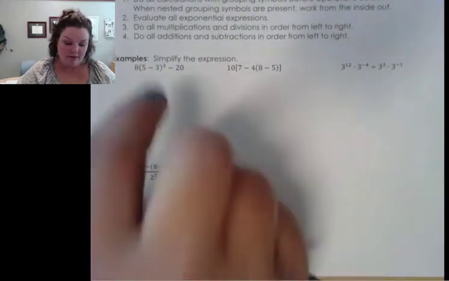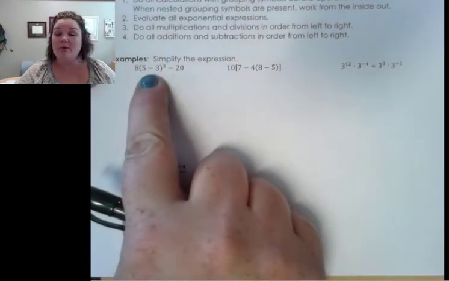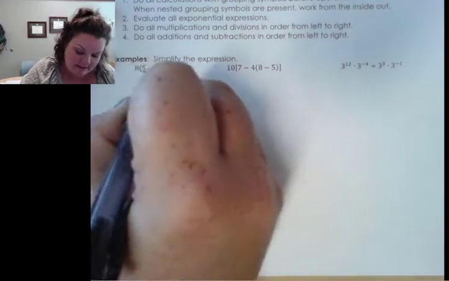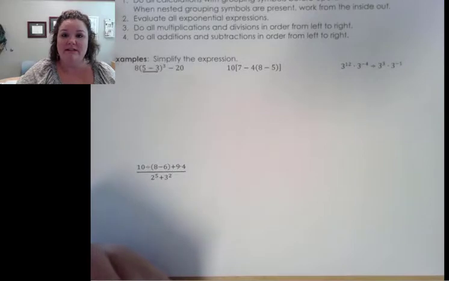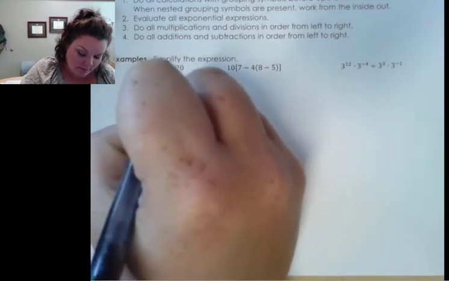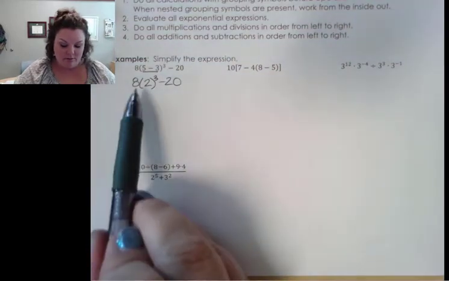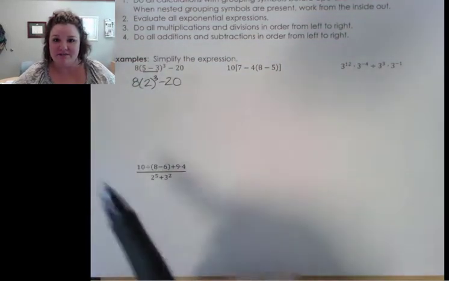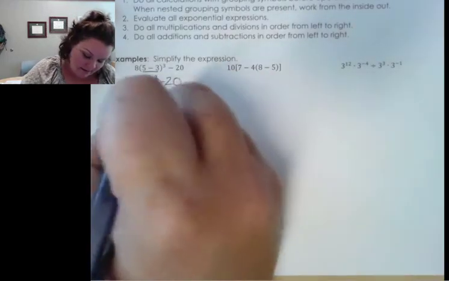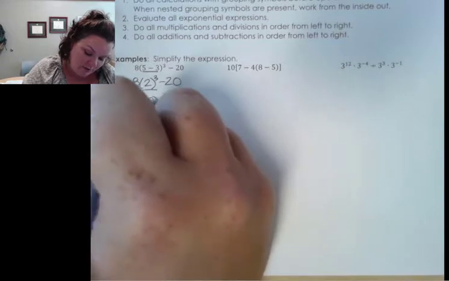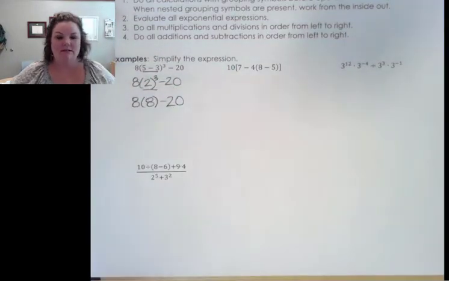Let's go ahead and look at a few. First one, order of operation tells us to do parentheses or grouping symbols first, so I'm going to simplify inside. 5 minus 3 is 2. So now I have 8 times 2 to the third power minus 20. So now I have a multiplication, an exponent, and a subtraction. Order of operation tells me to do my exponent next. So I'm going to do my 2 cubed. So this gives me 8 times 2 cubed is 8 minus 20.